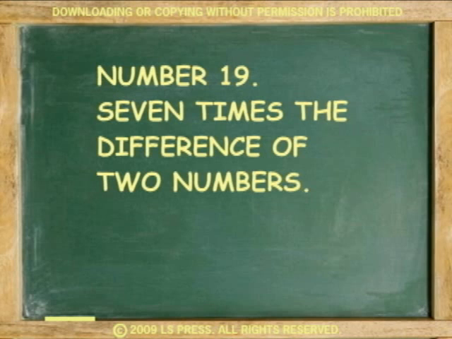Number 19. 7 times the difference of two numbers. In 7 times we multiply times 7. But before we do that, we establish the difference of two numbers, x minus y. So x minus y is in parentheses, times 7.